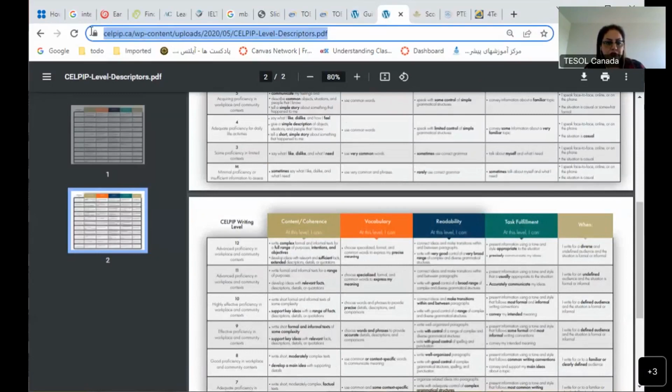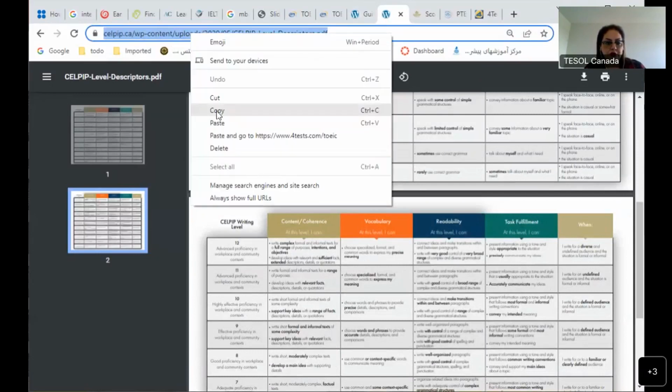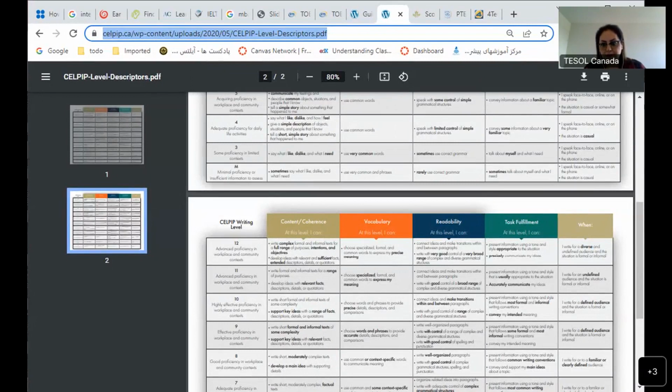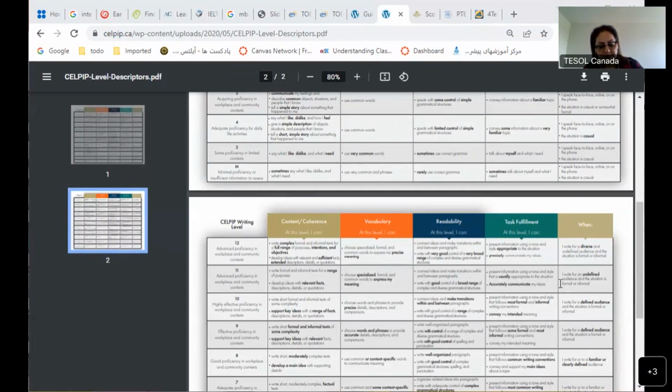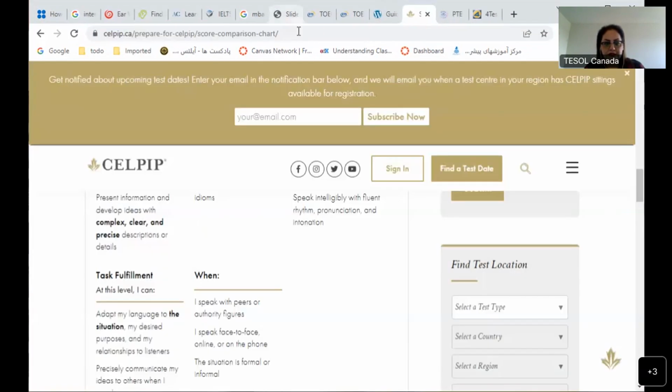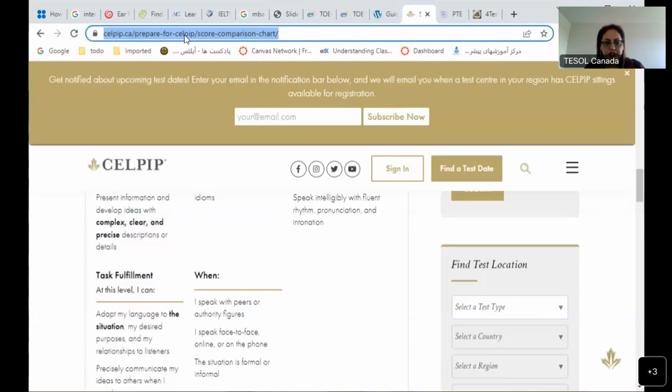I can share with you the description. So where is the chat box here? This is the link. You can easily find it. Good. So that's it. And here's the official site.